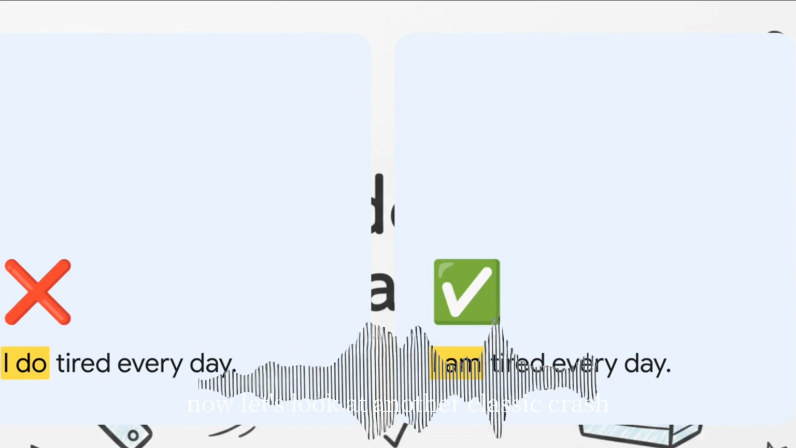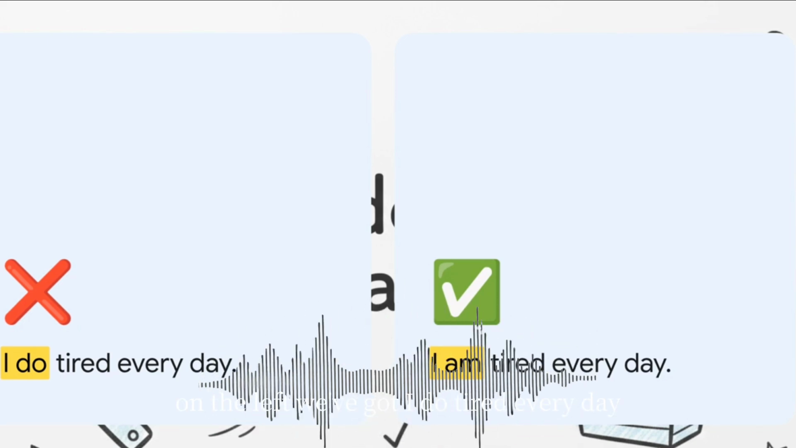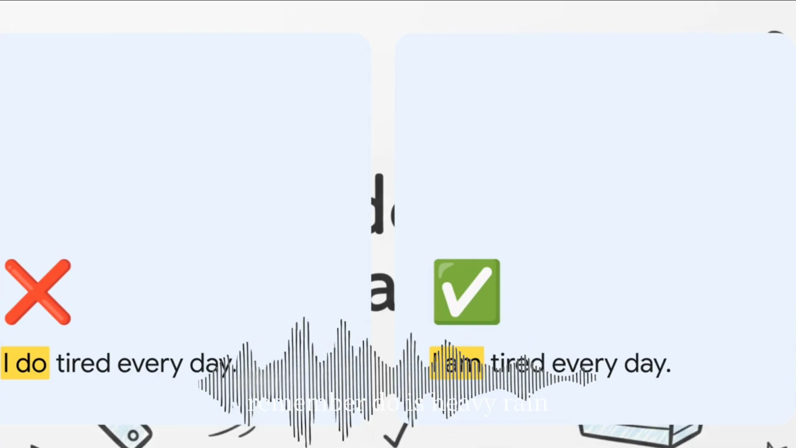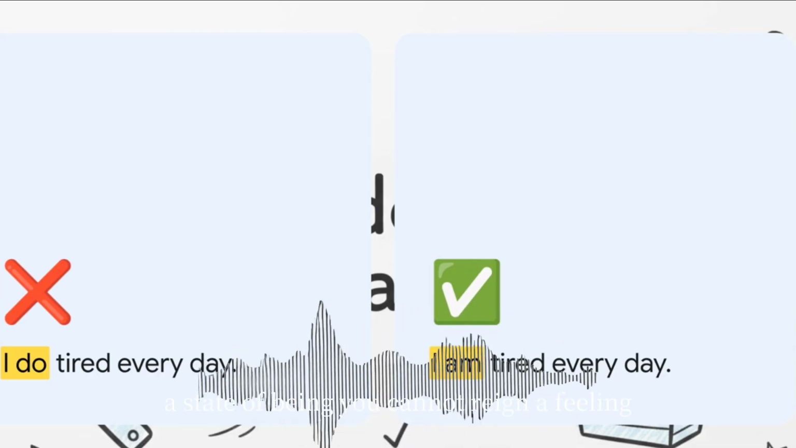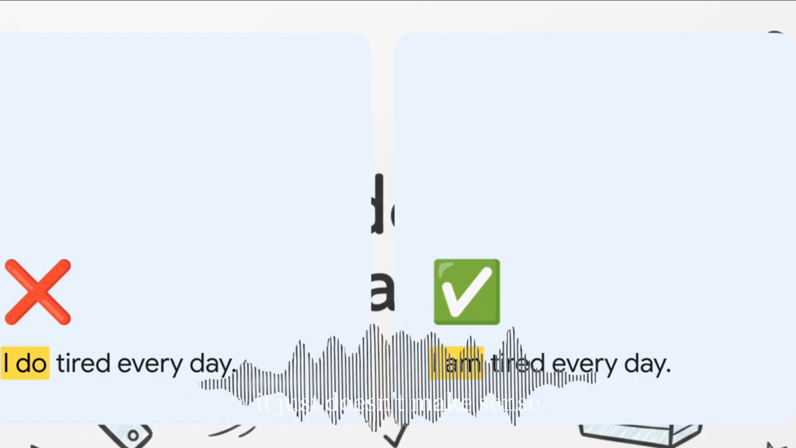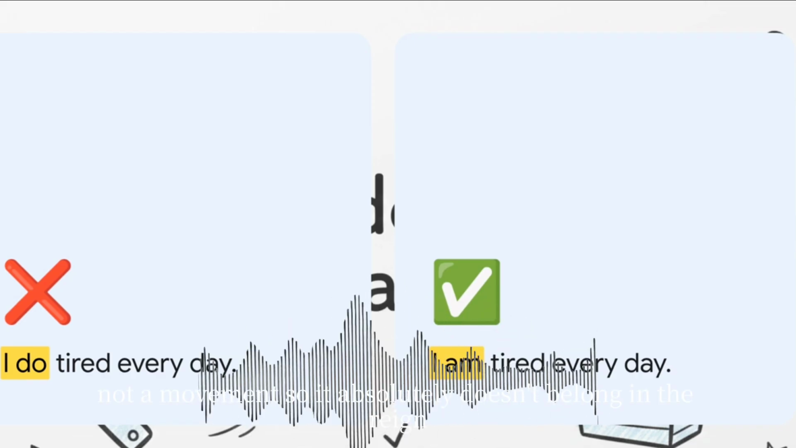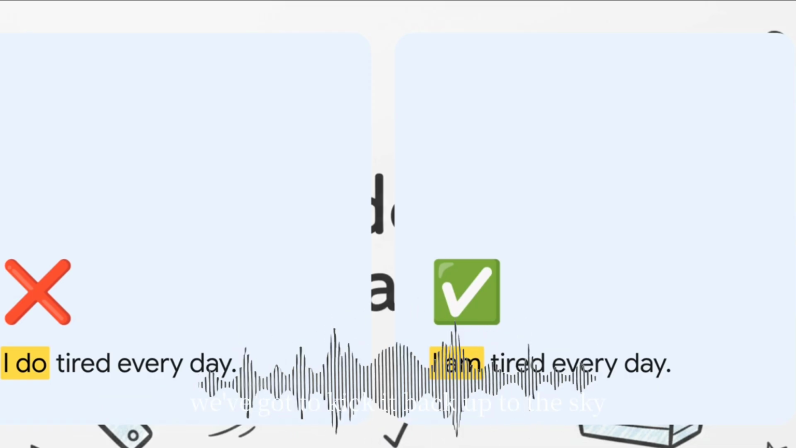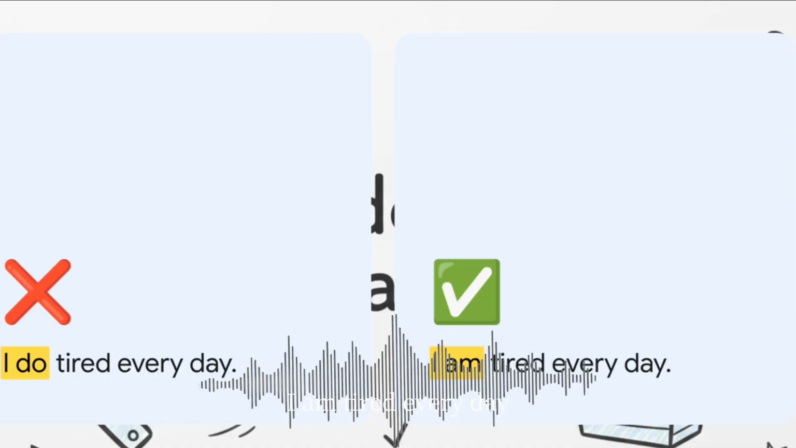Now, let's look at another classic crash. On the left, we've got I do tired every day. Remember, do is heavy rain. It's strong action. But tired is a feeling, a state of being. You cannot rain a feeling. It just doesn't make sense. Tired is a state, not a movement, so it absolutely doesn't belong in the rain. We've got to kick it back up to the sky, which gives us the perfectly clean sentence on the right, I am tired every day.